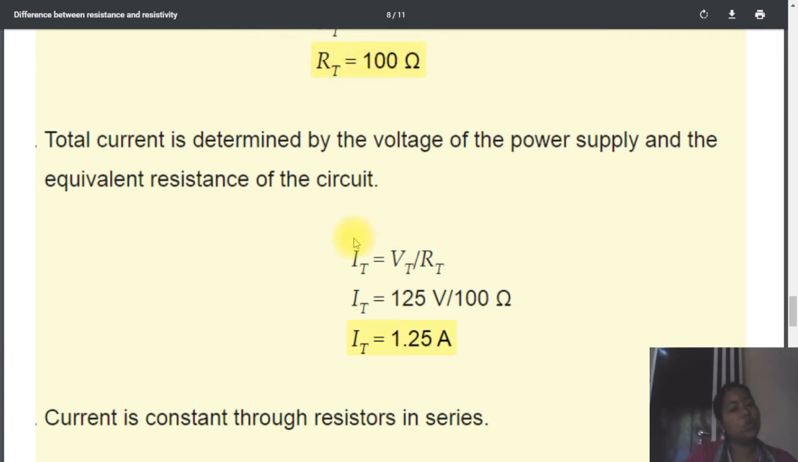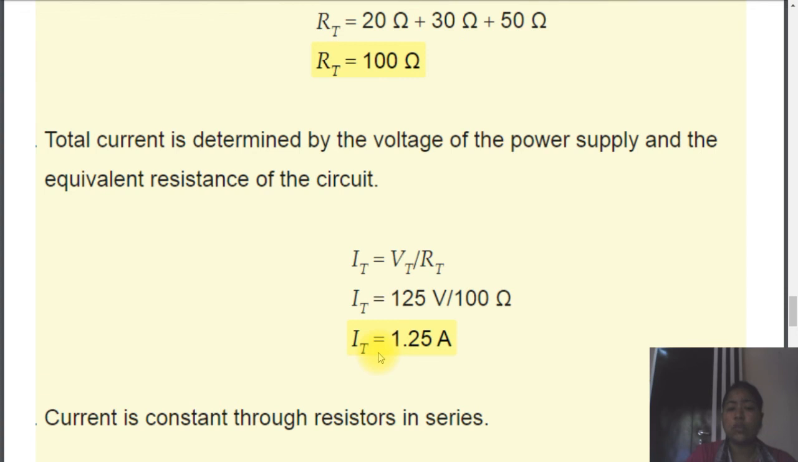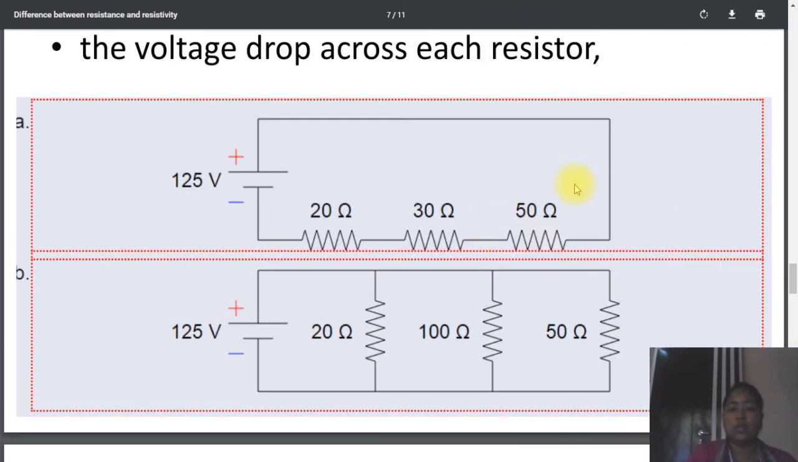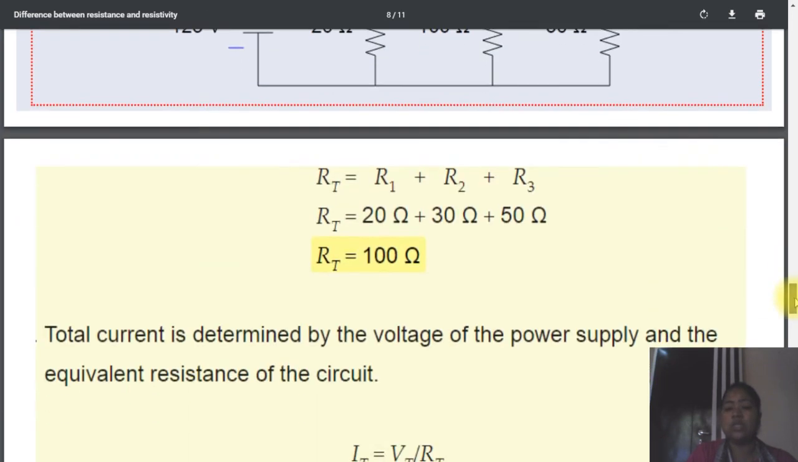So if we calculate the total amount of the current, I will be equal to the total voltage upon total equivalent resistance. These two values we already have. So the total current flowing through the electrical circuit will be equal to 1.25 ampere. That means through this electrical circuit, 1.25 ampere of the current is flowing.